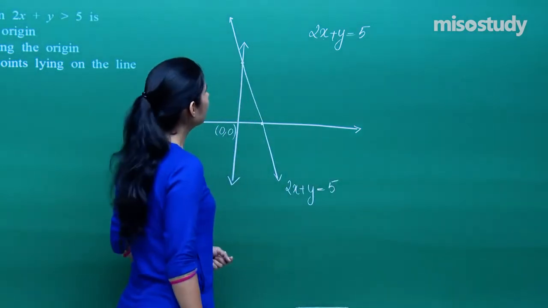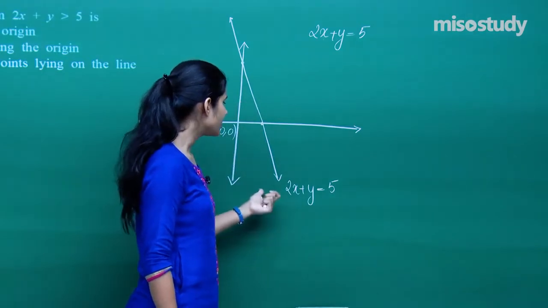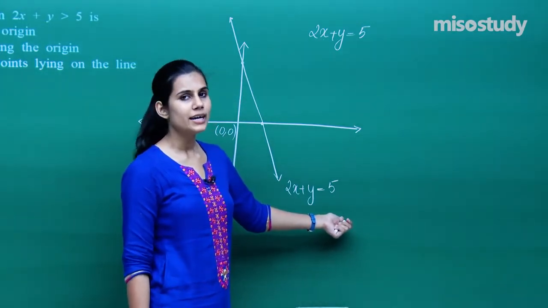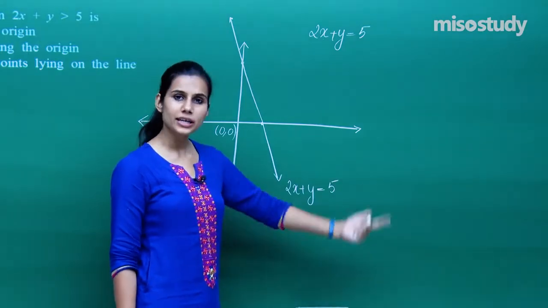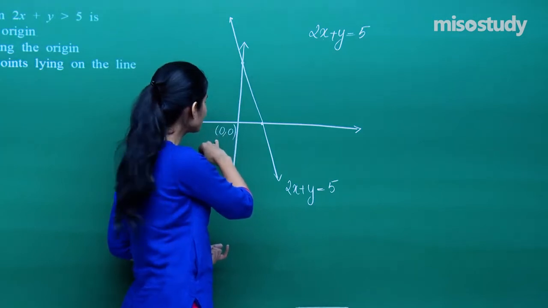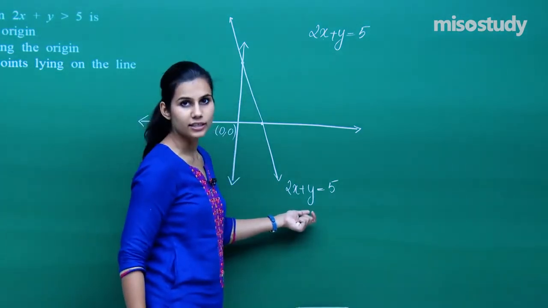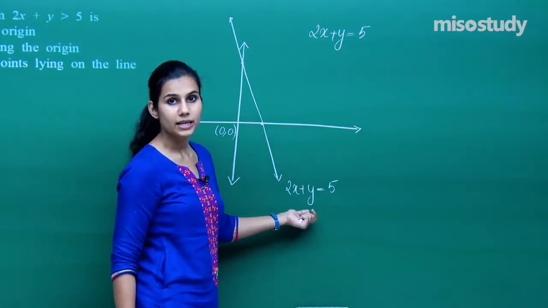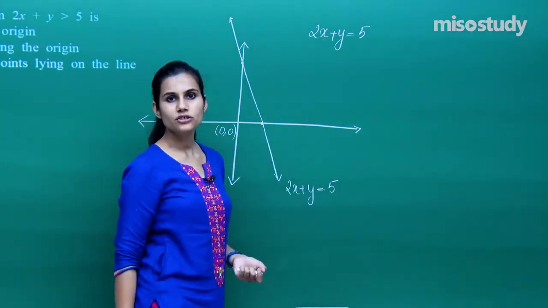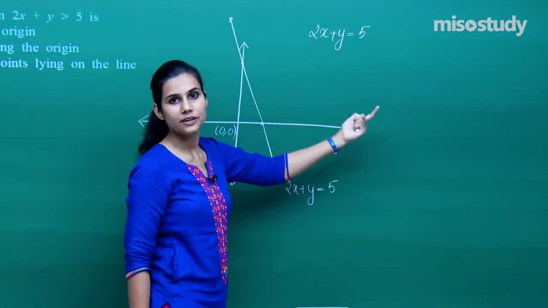Now when I am talking about the region greater than 5, all the points on this line are actually satisfying 2x plus y equals 5. What are the x comma y's which satisfy 2x plus y strictly greater than 5? For that, we check the origin. If you put x equals 0 and y equals 0, you get 0 plus 0, that is 0, which is not greater than 5 but less than 5. So the region which is containing the origin is the region of all the x comma y's for which 2x plus y is less than 5.